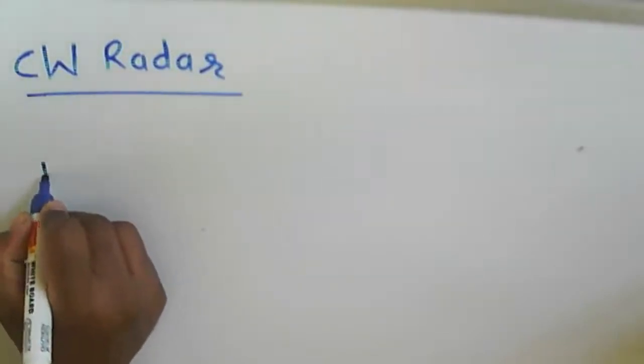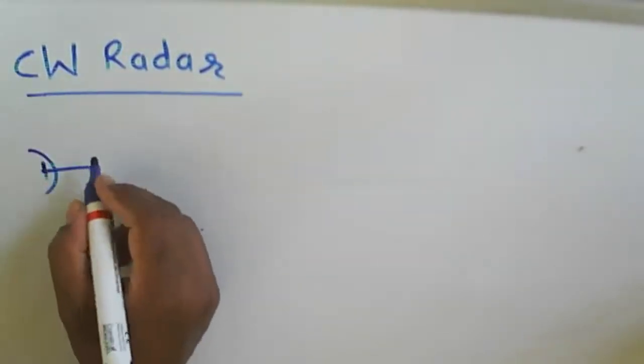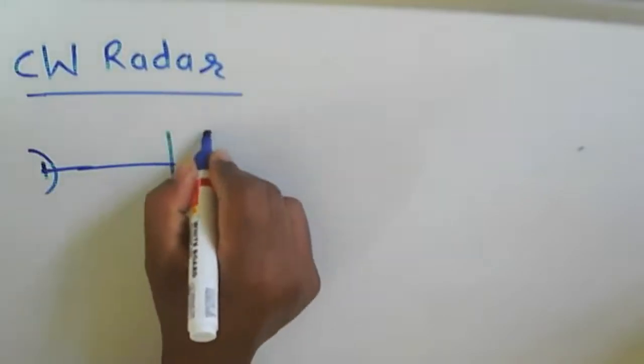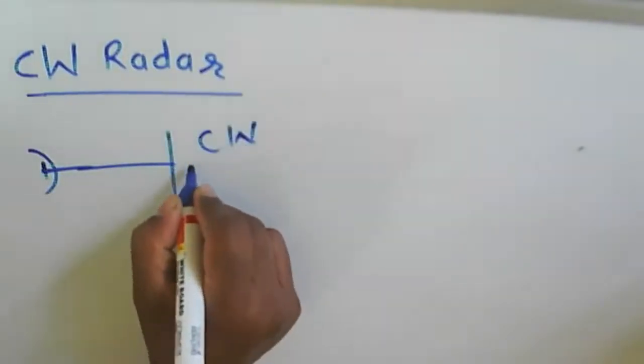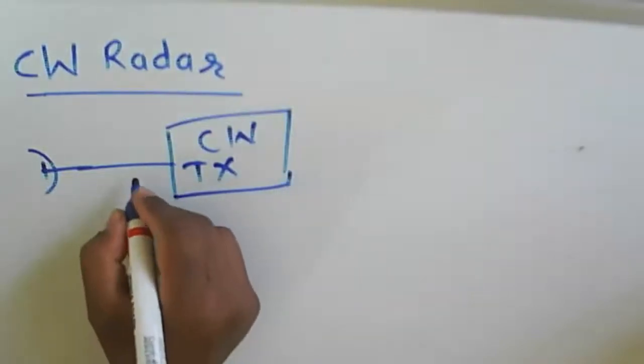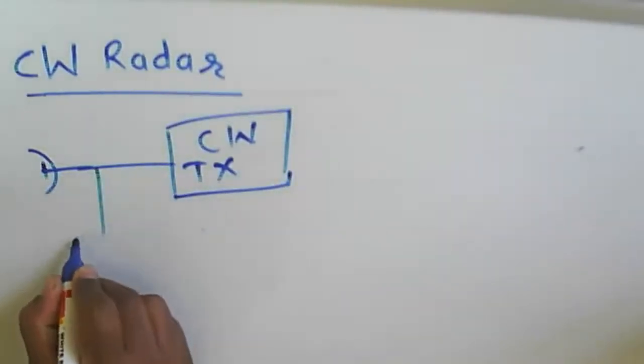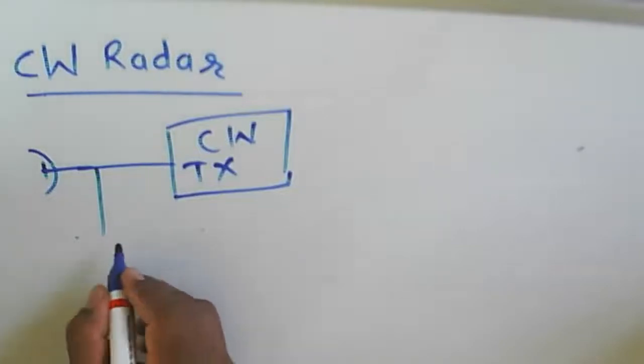So we consider here this one, which is your CW transmitter. Then we have a mixer here, mixer one.